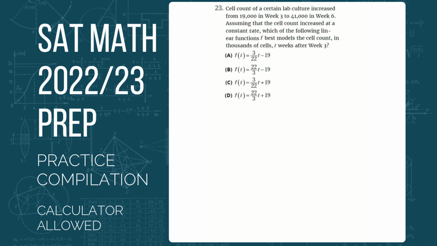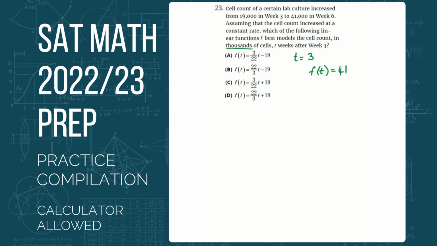Cell count in a certain lab culture increased from 19,000 in week 3 to 41,000 in week 6. Assuming the cell count increased at a constant rate, which of the following linear functions f best models the cell count in thousands of cells t weeks after week 3? Okay, we can see from week 3 to week 6, that means t is actually equal to 3 and we got a cell count of 41,000. When t is equal to 3, f of t should be equal to 41.